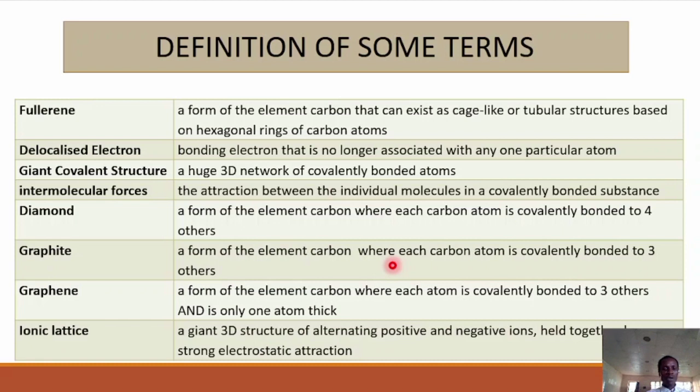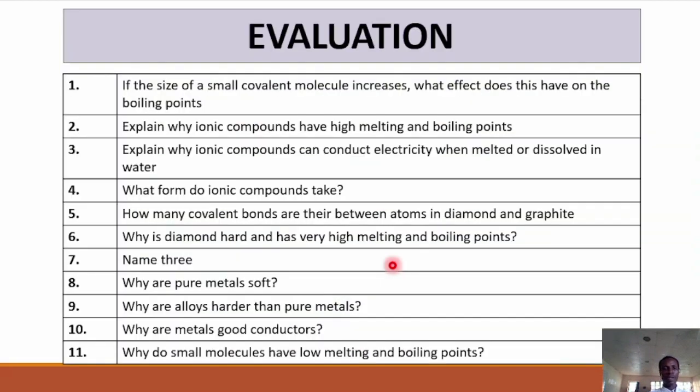Graphene is another form of carbon. Graphene is just a layer of graphite. Therefore, it means that each of its carbon atoms is bonded covalently to 3 other carbon atoms, and that is why graphene can conduct electricity just like graphite can conduct electricity. Ionic lattice. So for ionic lattice, we talk about the arrangement of ions of an ionic compound in an alternating way, a regular repeating pattern of arrangement. So this is what we refer to as ionic lattice.